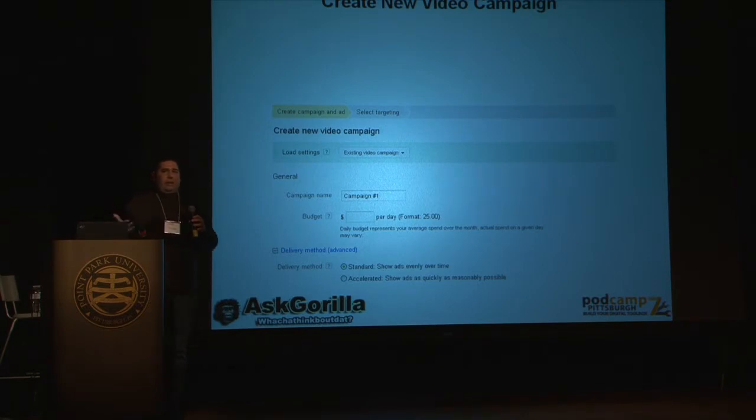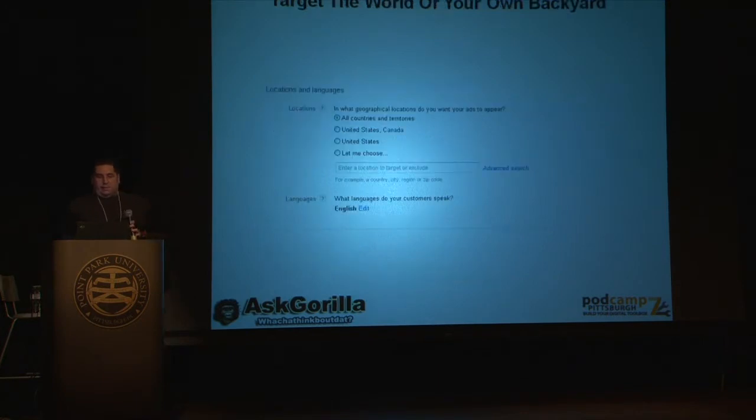You can start at $5, $10 a day. We're talking 10, 15 cents a view. On average, it's going to fluctuate a little bit. So you want to name it, set your budget, and then deliver it. Do you want to deliver it standard or accelerated? Standard is going to take your budget and kind of spread it out throughout the day, whereas accelerated is going to keep forcing it and forcing it until you use up your budget.